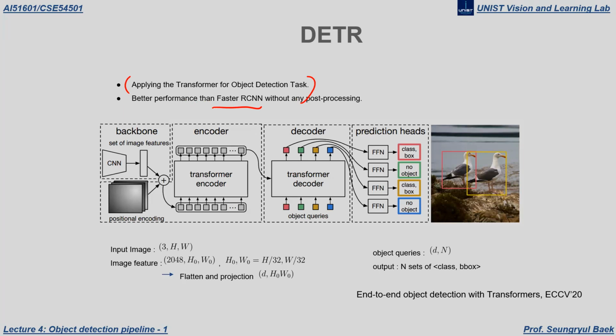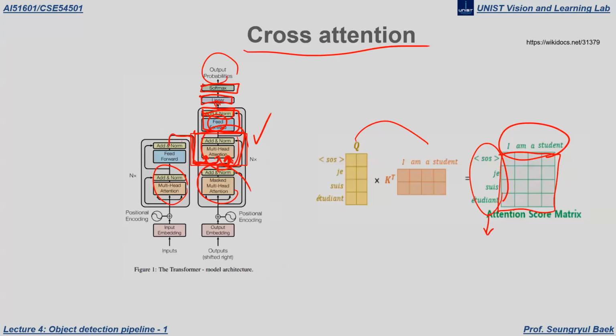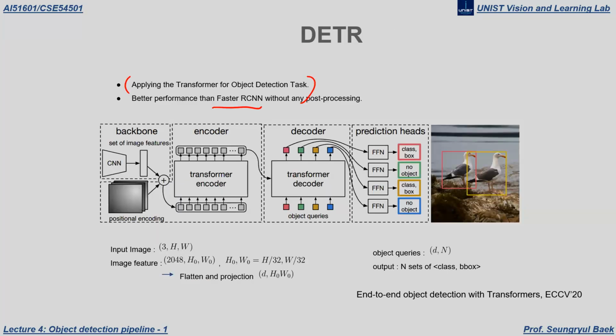But because it is using an image domain signal, whereas previously it was language data, which is sequential data, right? Basically this DETR is proposed to use non-sequential data. That is a huge difference, okay? So the input here is an image, which is non-sequential data.